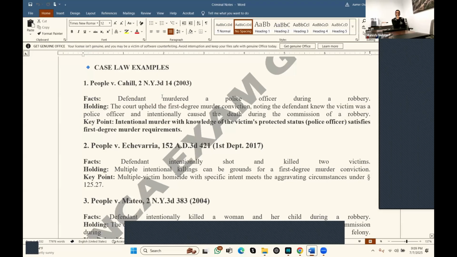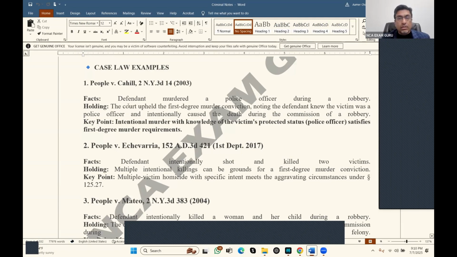Facts: the defendant murdered a police officer. First of all, the defendant killed a police officer, a specific person, so he is always going to be charged under first degree murder. Plus the felony murder rule is also applicable. Makes sense?